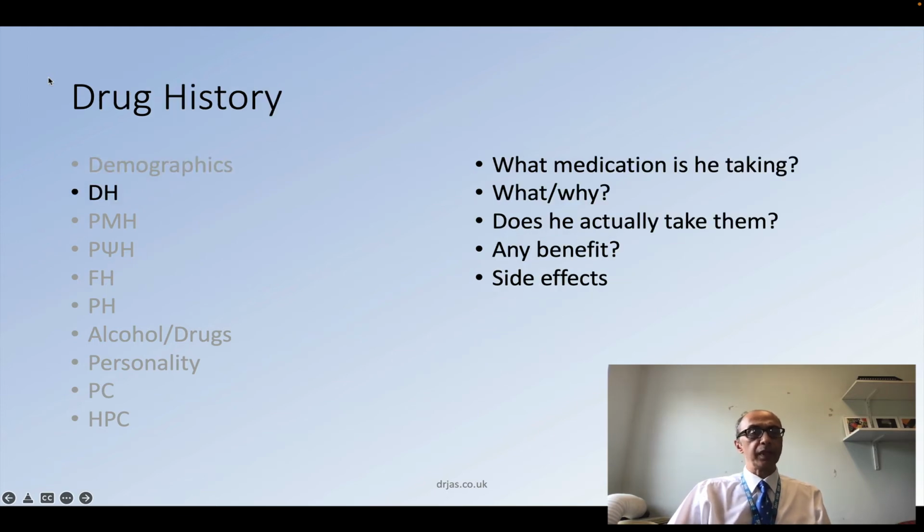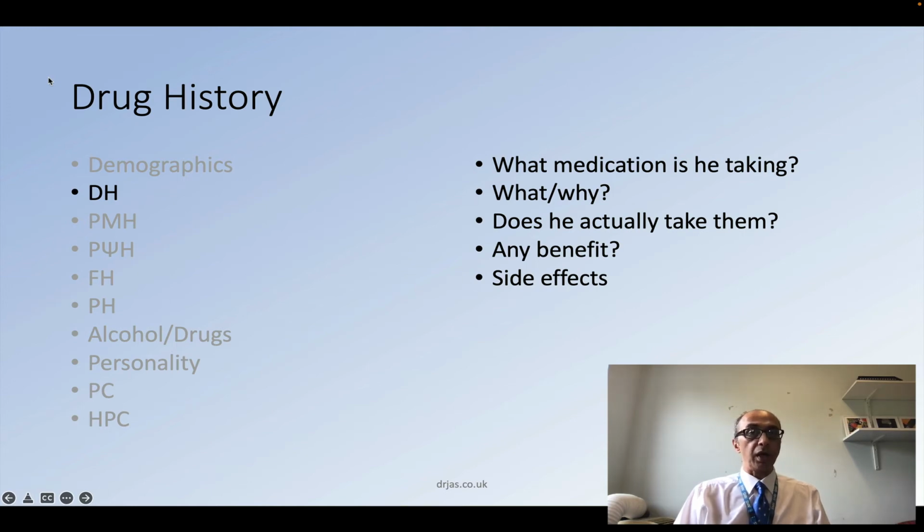Then in the spirit of starting off with less sensitive questions, I usually then take a medication history. This also gives you some clues about previous diagnoses. So what medication is he taking, what and why, and importantly you've got to leave room for the patient to tell you that they're not actually taking them. Don't just assume that because it's prescribed the patient is taking them.